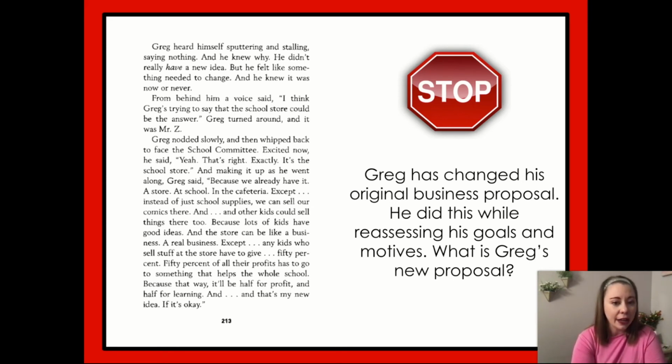Excited now, he said, "Yeah, that's right. Exactly. It's the school store." And making it up as he went along, Greg said, "Because we already have it, a store at school, in the cafeteria, except instead of just school supplies, we can sell our comics there. And other kids could sell their things there too, because lots of kids have good ideas. And the store can be like a business, a real business, except any kid who sells stuff at the store has to give 50%. 50% of all their profits go to something that helps the whole school, because that way it'll be half profit and half for learning. And that's my new idea, if it's okay."